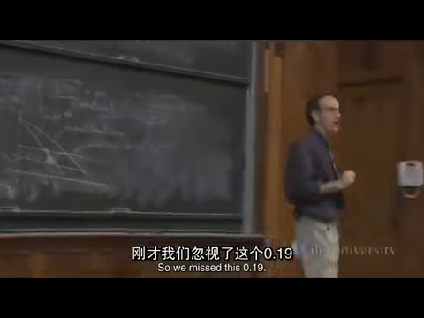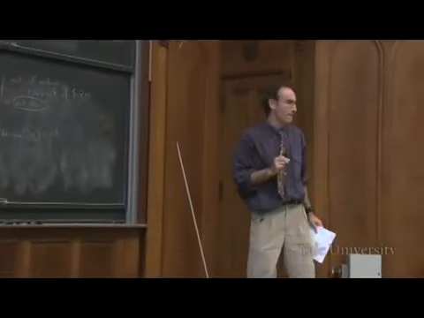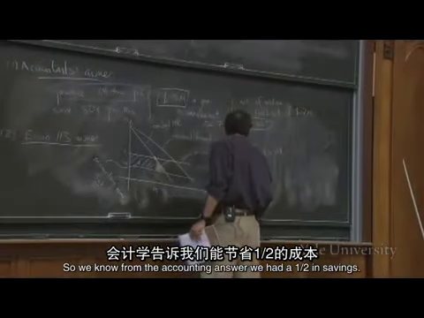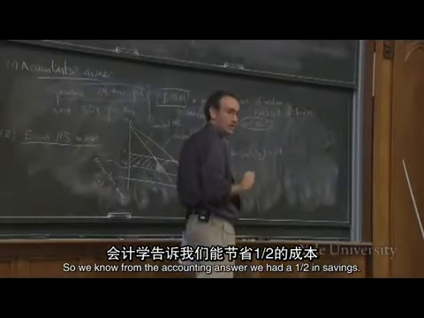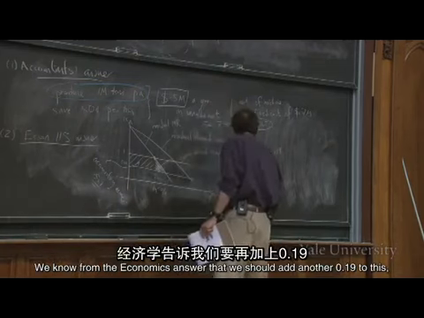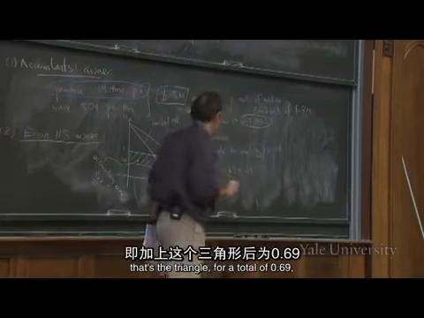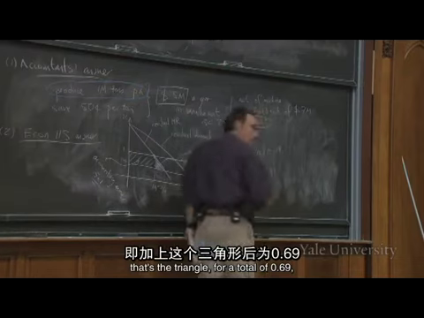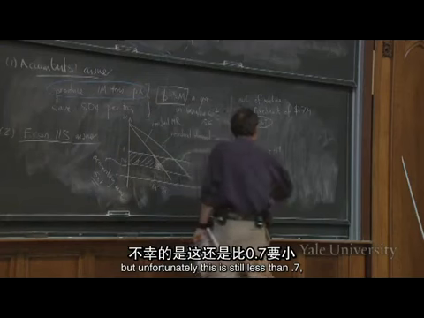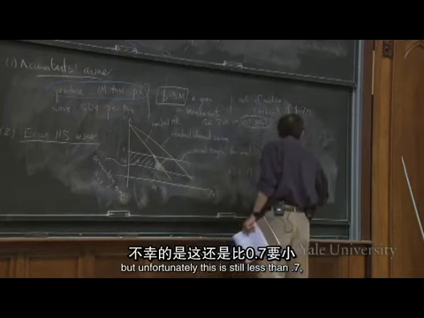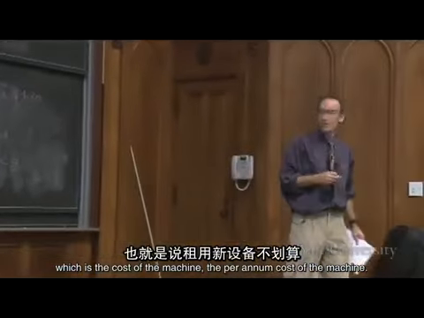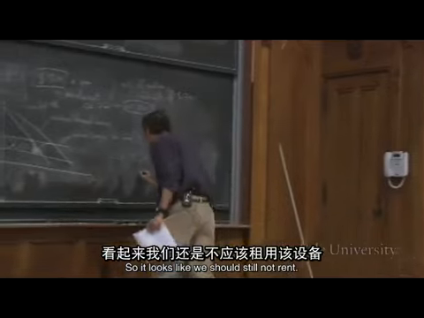Right, so we missed this 0.19. All right, so how are we doing now? So we know from the accounting answer we had 1/2 in savings. We know from the economics answer that we should add another 0.19 to this, that's the triangle, for a total of 0.69. But unfortunately, this is still less than 0.7, which is the per annum cost of the machine. So it looks like we should still not rent.